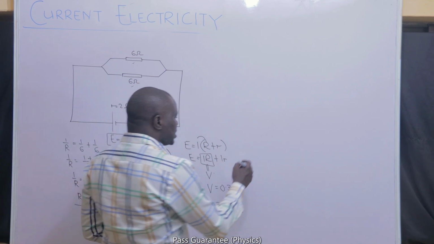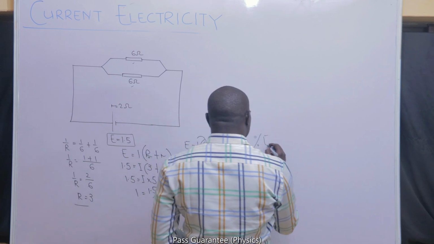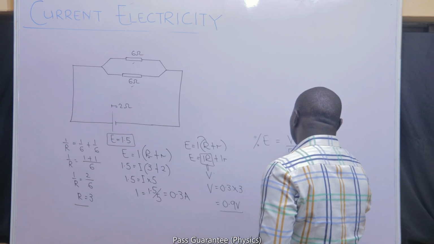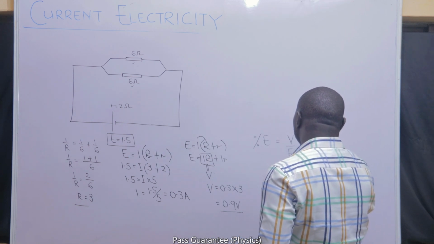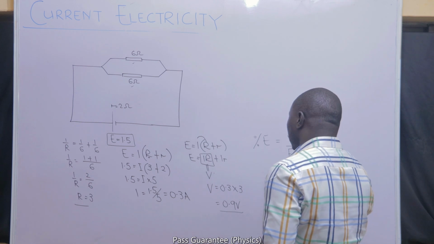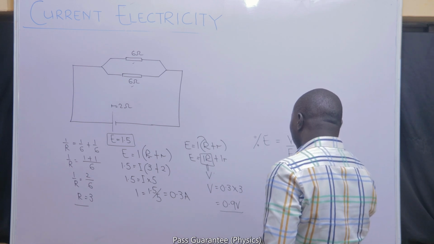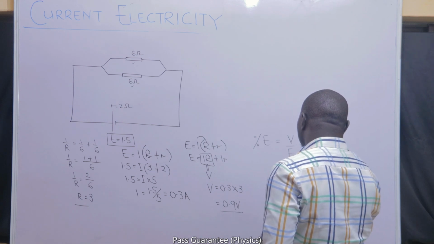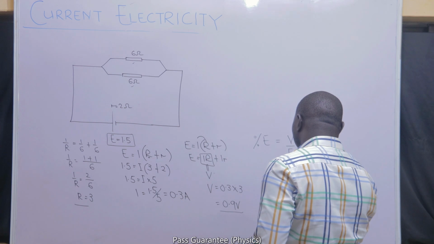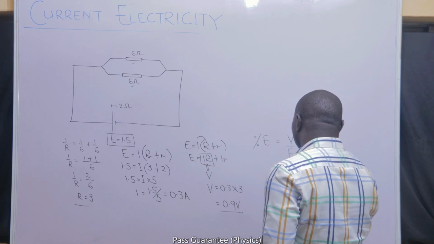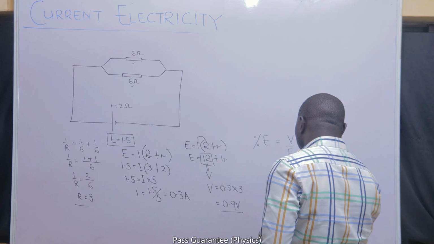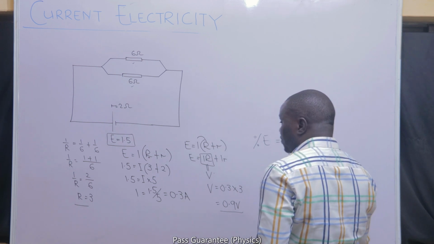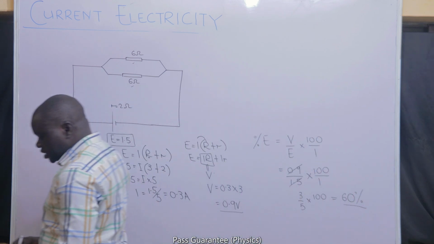We can be asked to find the percentage efficiency of the cell. If we need to find the percentage efficiency of the cell, it will be the terminal PD divided by the EMF multiplied by 100 over 1. The terminal PD is 0.9, the EMF is 1.5. If we multiply this by 100 over 1, we should have 3 all over 5, because 0.9 here is 3 and 1.5 here is 5, times 100 over 1. If we solve that, we should have 60%, which is the percentage efficiency of the cell that has been given.